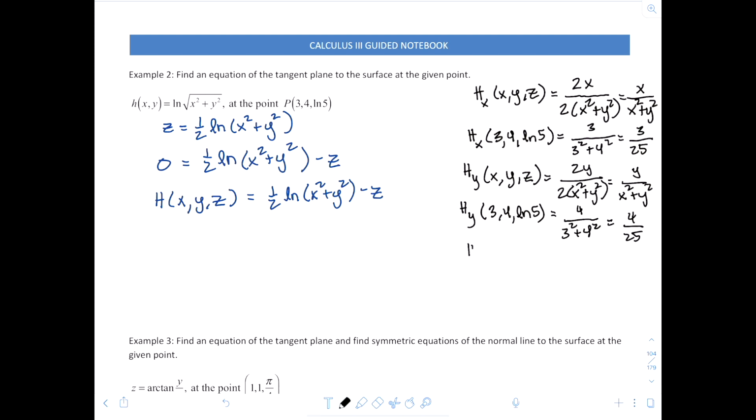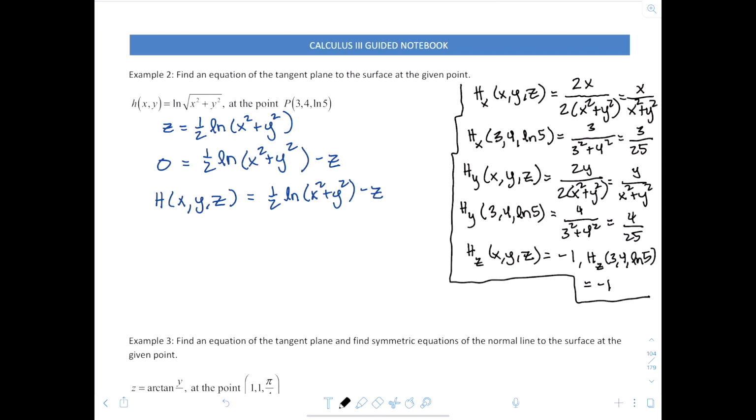And then hz at x, y, and z will just be -1. So that means that hz at 3, 4, and natural log of 5 will just be equal to -1 as well. Cool? Okay, so now we've got most of the pieces that we need.